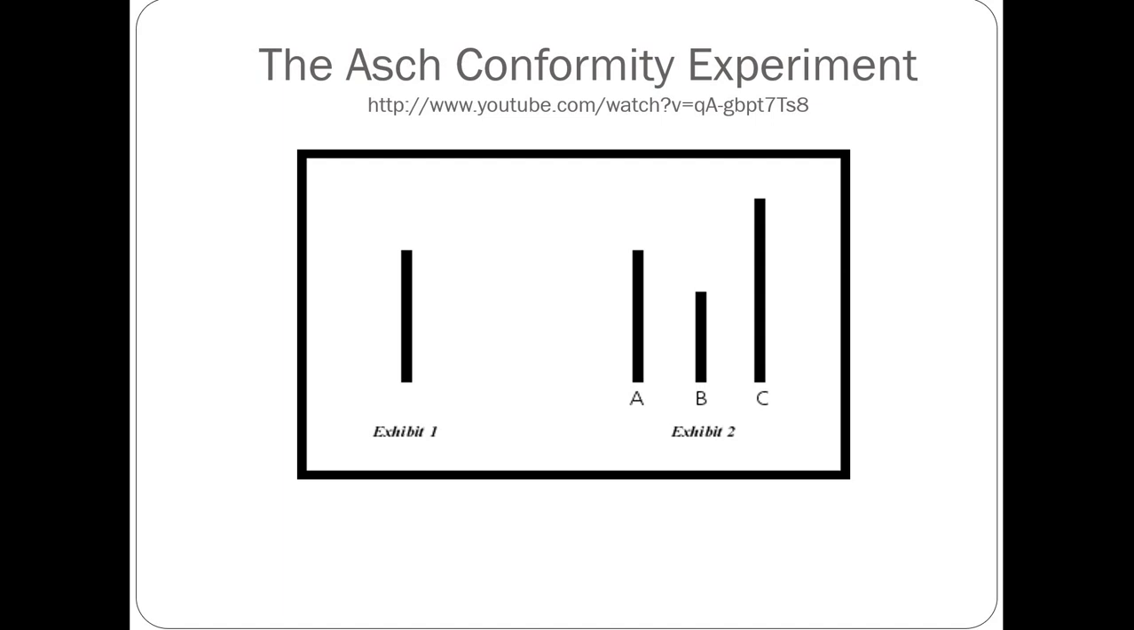So the correct answer here is A, but you have a group of people in the room. They're saying C, C, C. Then it comes to the person who is really the test subject, and they feel the pressure to go along with the group and say C. Okay, this happens quite a lot, and this has been repeated a whole bunch, and it's shown that people will go along with the group even when the group is factually wrong.